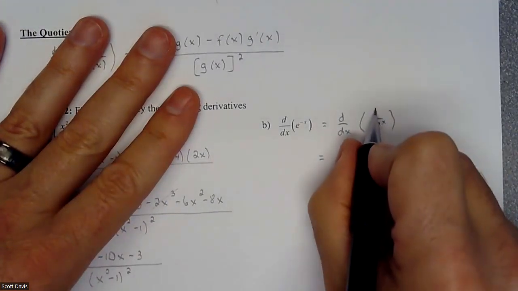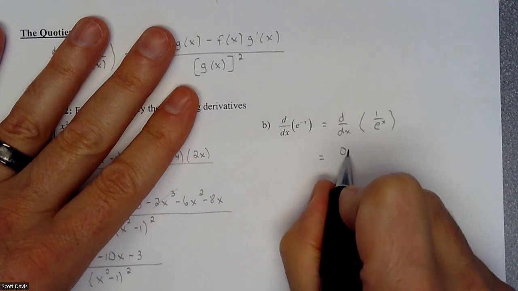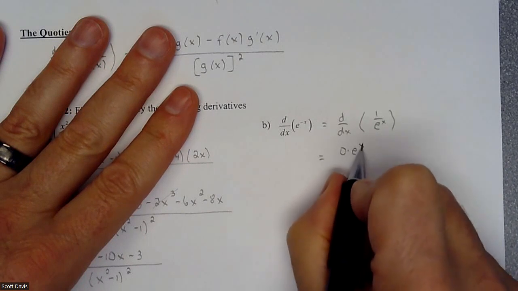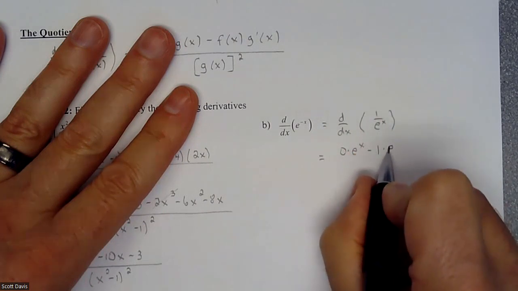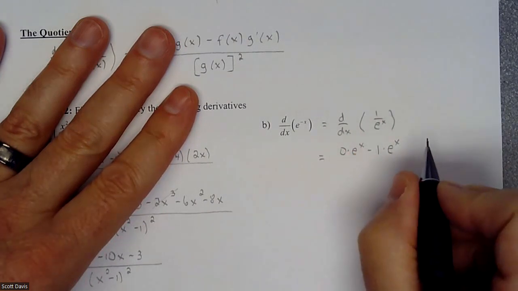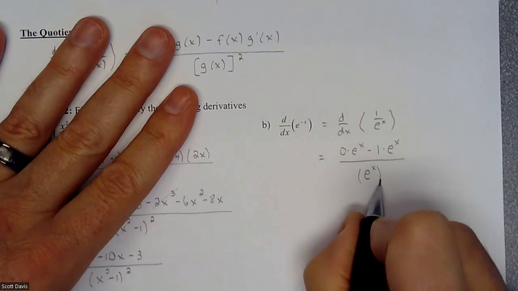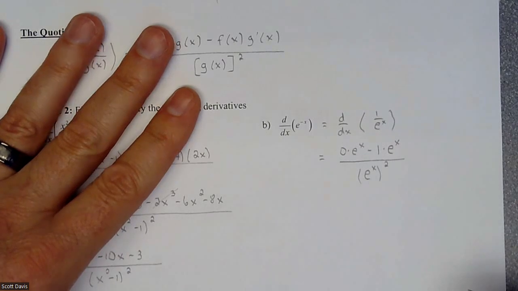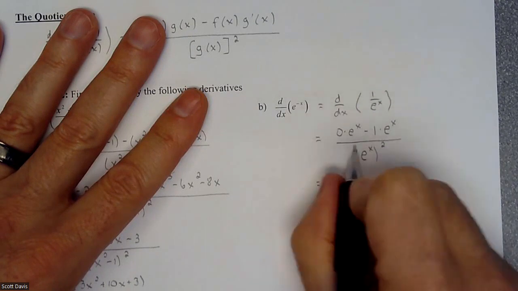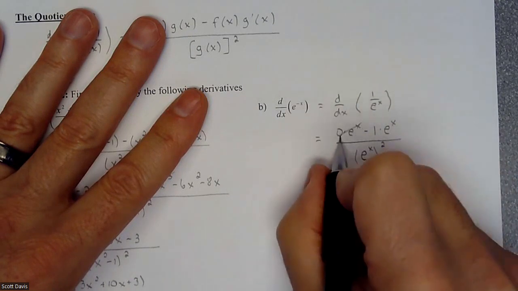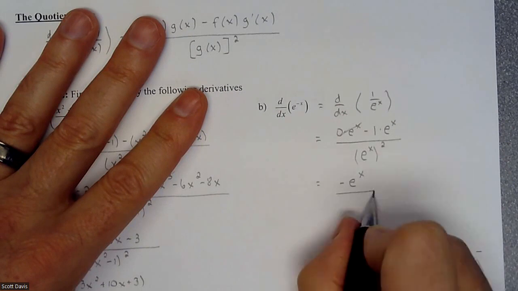So if we were to do the derivative of the top, the derivative of a constant is 0 times the bottom, minus the top times the derivative of the bottom. The derivative of e to the x is itself, divided by e to the x squared. All right, so e to the x squared, we'll come back to, let's put together what we can. This goes away, and we're left with a negative e to the x over this.